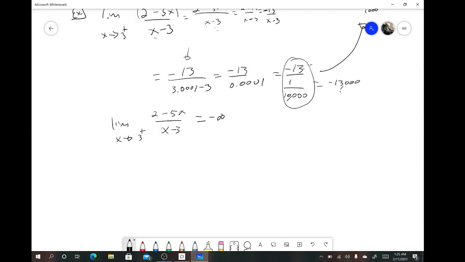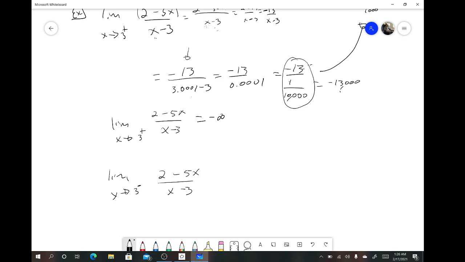Let's do another one. How about the limit as x goes to 3, this time from the left side, of the same function, (2 minus 5x) over (x minus 3). Again, we could have plotted this and seen what happens, but this is just to show you that you don't need to plot everything you come across to actually solve it.